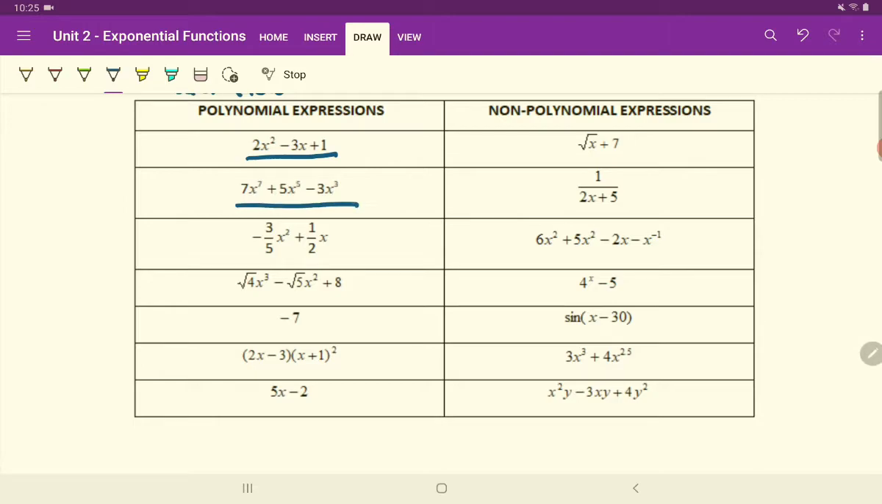Same can be said about this. Even though it skips, notice how it skips x to the 6, x to the 4, x squared, and x. That doesn't matter. It doesn't have to have every degree. So let's say your highest degree is an 8. Your function, your equation doesn't have to have below the 8 a 7, 6, 5, 4, 3, 2, 1. It's still an 8th degree function.